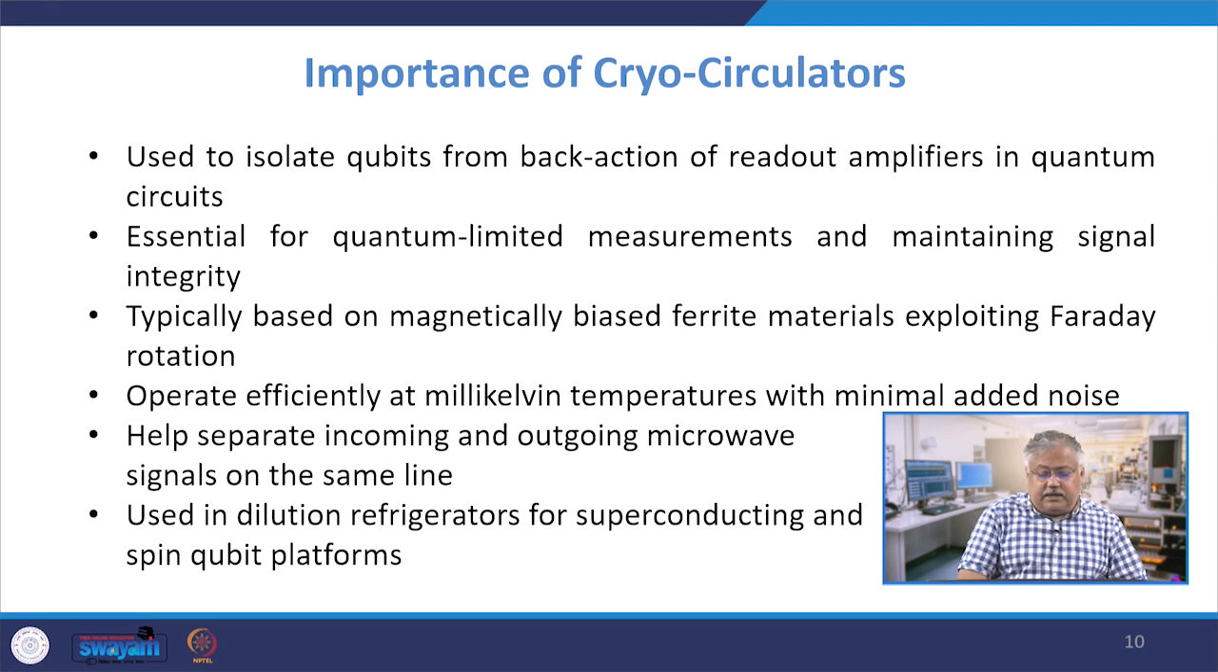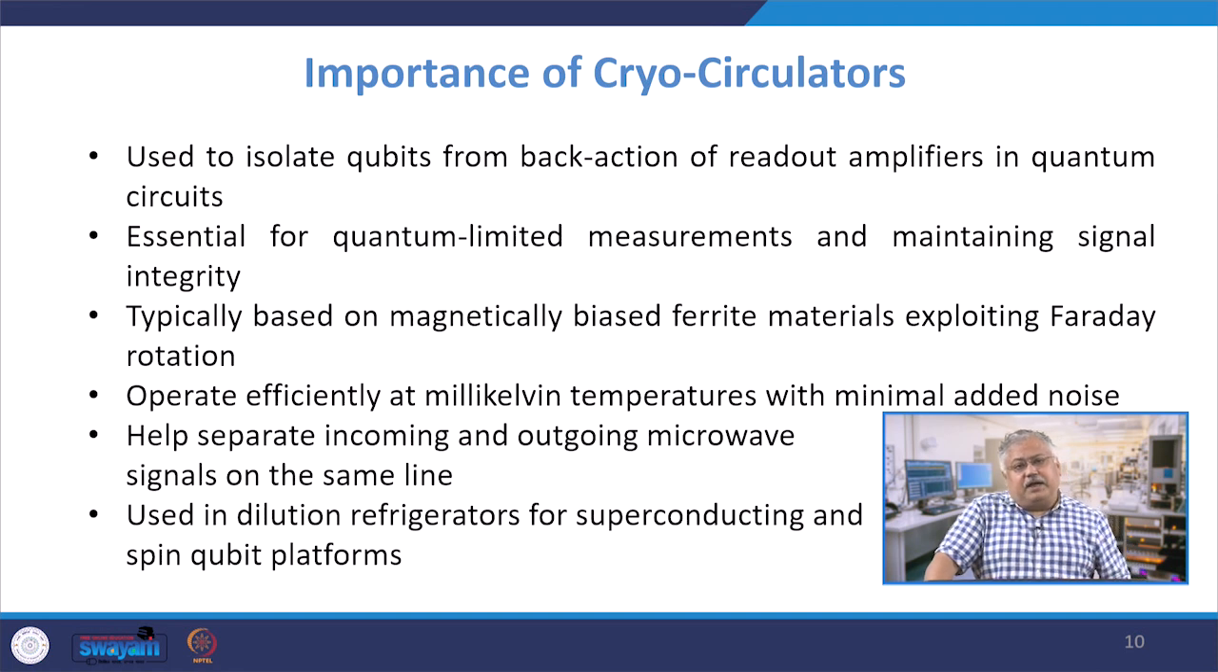So, what is the importance? As I discussed with you, they tend to isolate the qubit from back action of the readout amplifier. When you do a readout, you amplify the signal, but then, in the microwave domain, you also tend to reflect back. But if those reflections change the state of the qubit, it is not a good idea. So, the cryo-circulator sits in between the amplifier and the qubit such that the reverse signal does not change the state of the quantum states, and they are essential for quantum measurements and maintaining signal integrity.